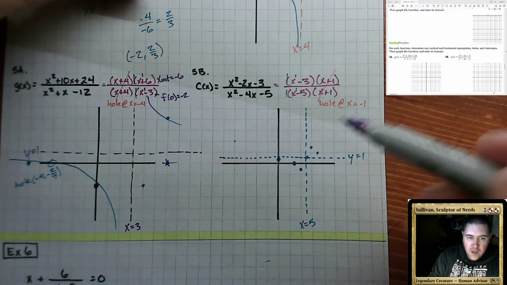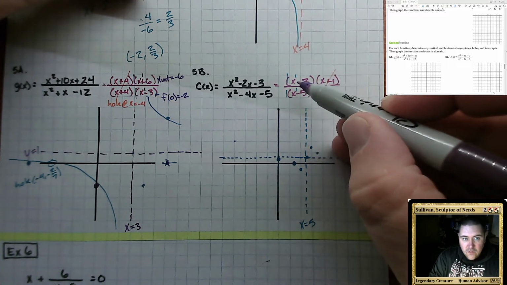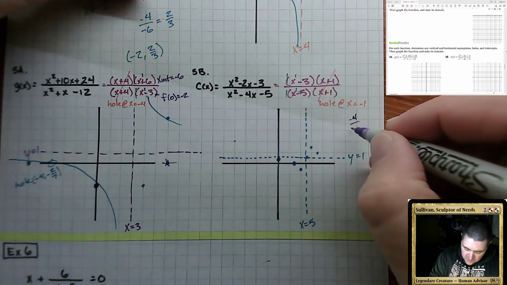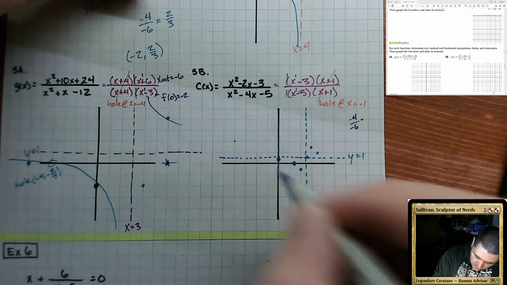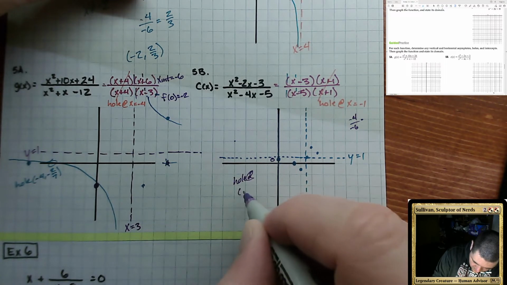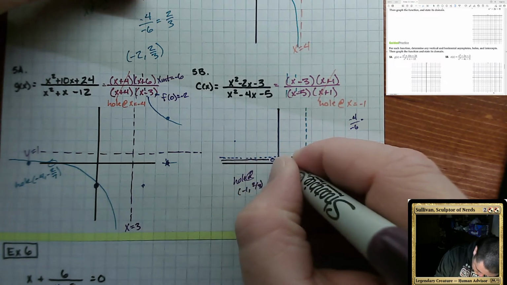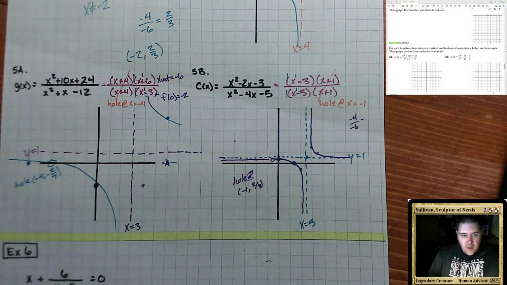But I have to be careful that there's a hole at x equals -1. If I put -1 into what's left, -1 minus 3 is -4. -1 minus 5 is -6. So I will have a hole at -1, positive 2/3. I just make that little open circle to say, hey, there's a hole here. And there we go. Okay, so graph everything that you've been graphing. Just watch out for holes.